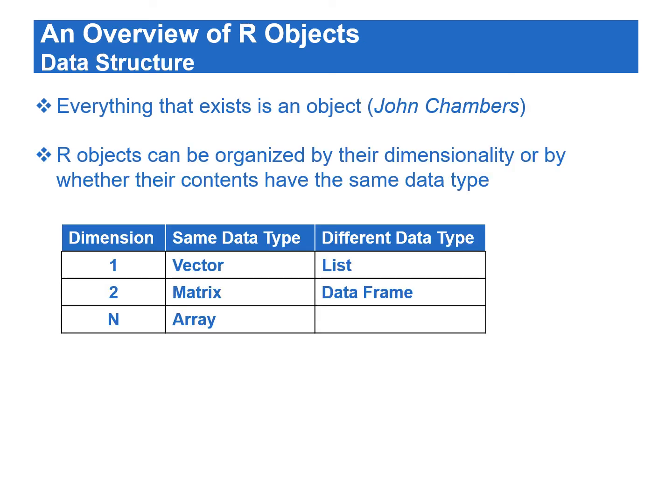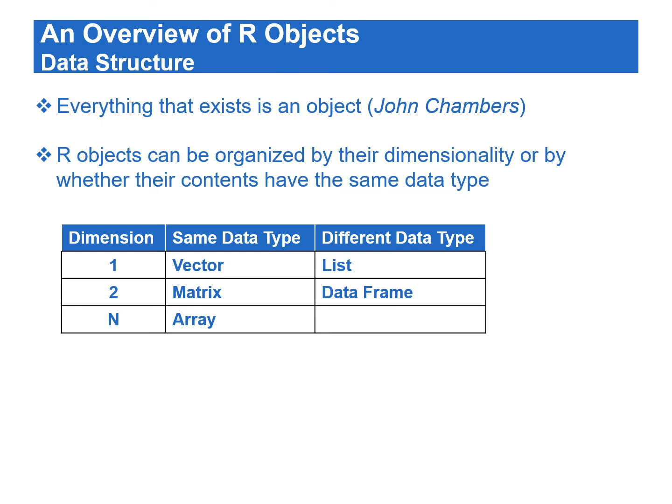Everything within the R language is an object. It is very important for beginners to be able to distinguish different types of objects. The basic data objects, such as vector, matrix, array, list, and data frame, can be organized by their dimensionality, or by their capability of storing different data types.